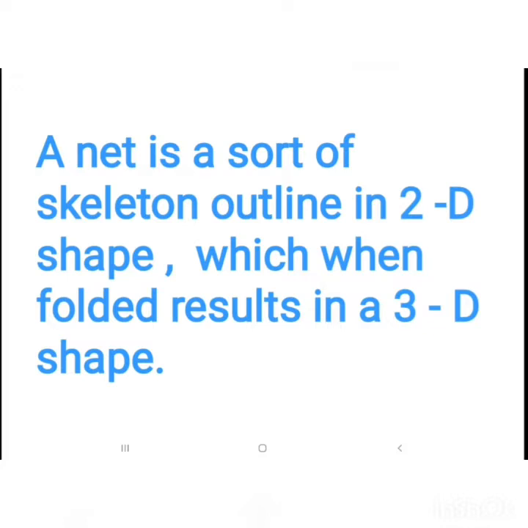So these nets are a rough skeleton of plane shapes. What are the plane shapes we studied? Rectangle, square, triangle, etc. With the help of these plane shapes, we can make the skeleton, that is the net of solid shapes. Some examples we can see.